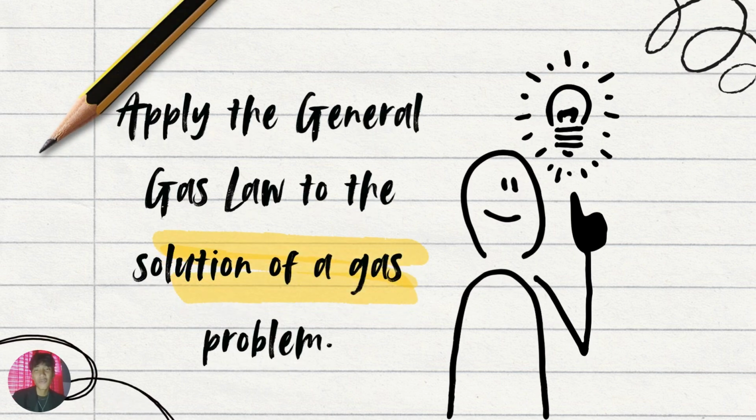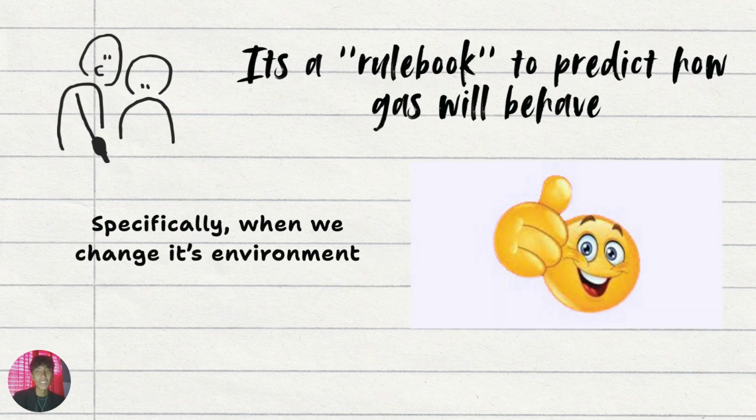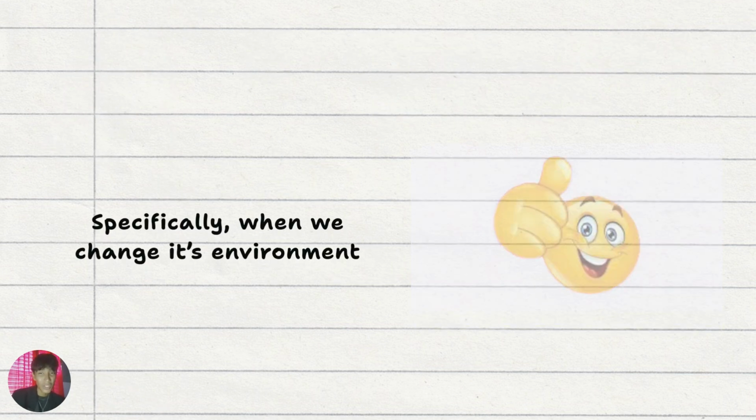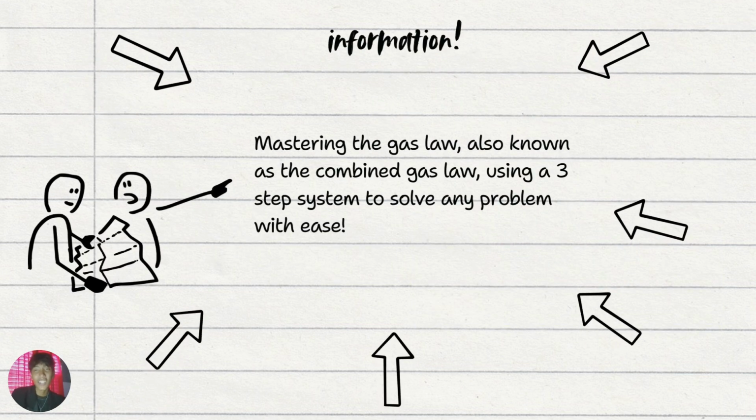If you're watching this, you've probably seen a chemistry or physics problem that says apply the general gas law to find a solution, but what does applying a law actually mean? In science, applying a law is just using a mathematical rulebook to predict how a gas will behave when we change its environment. Today, we're going to be mastering the general gas law, also known as the combined gas law, and I'm going to show you a three-step system to solve any problem perfectly.